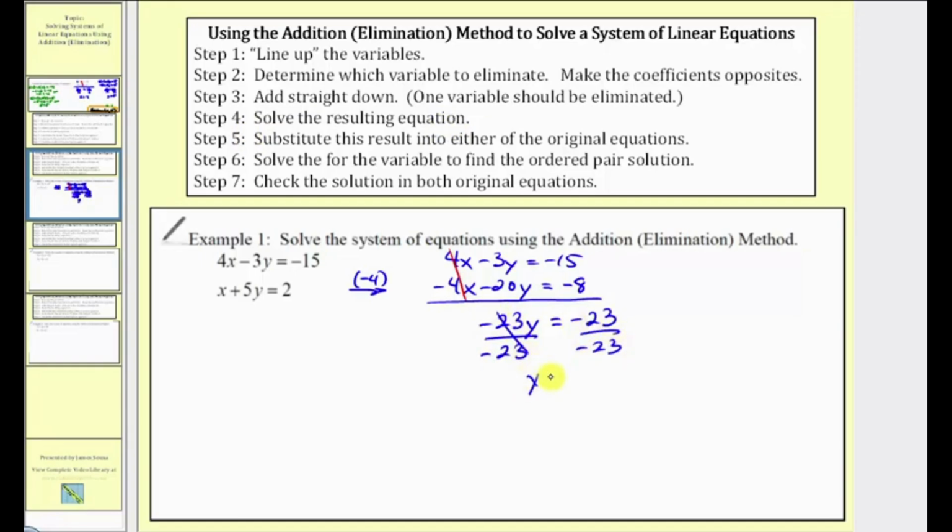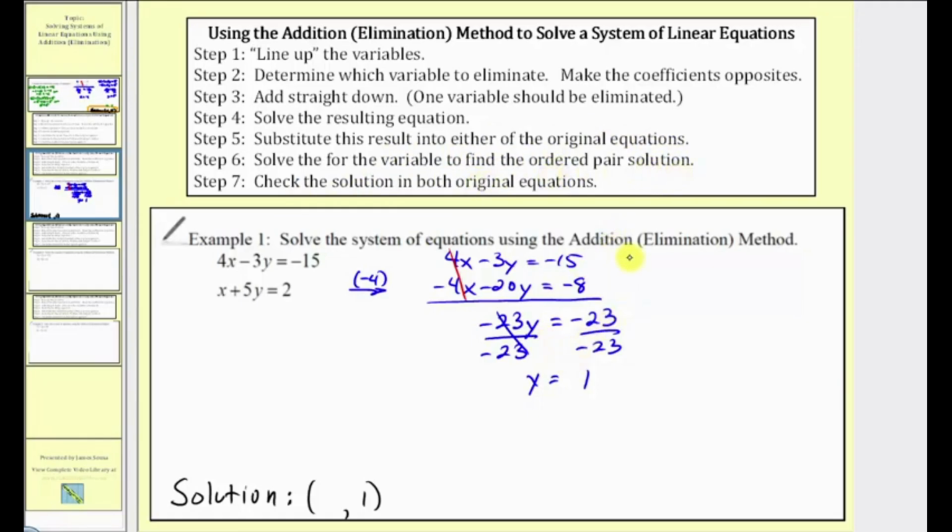Simplifying, we have y equals 1. So for our ordered pair solution, which should be in the form x comma y, we know the second value is positive 1. So now we substitute this result into either original. Step 5 says substitute this result into either of the original equations, and then step 6, solve for the variable to find the ordered pair solution.